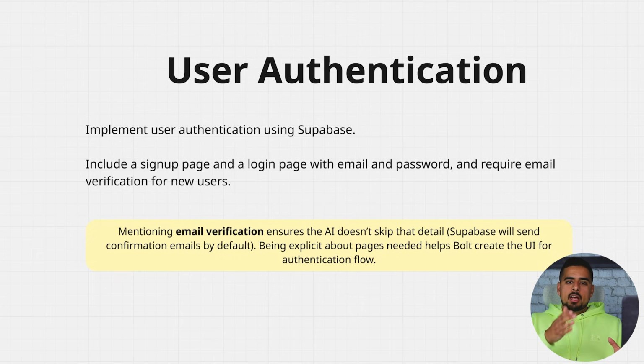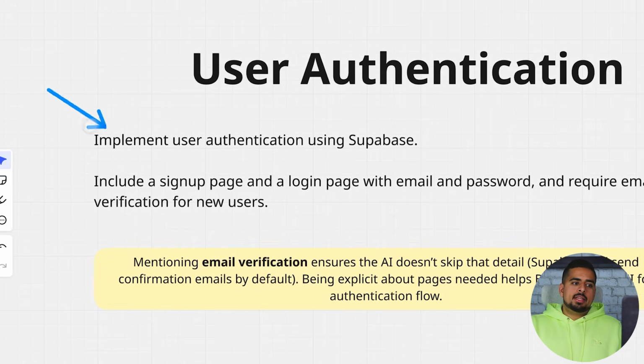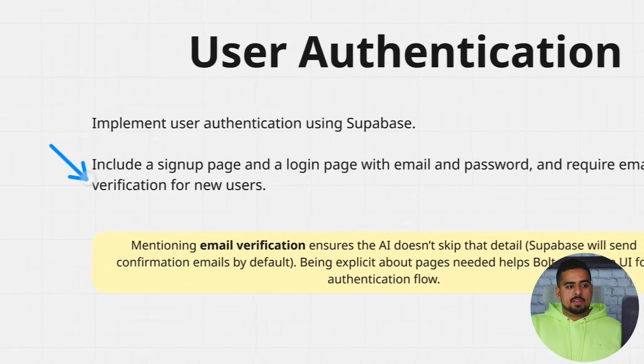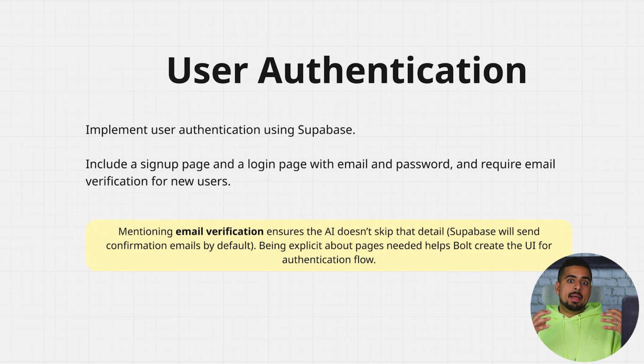And when it comes to breaking up all those mini prompts you have to accomplish all the different tasks, here are some examples of sample prompts. So for user authentication, you can ask for something like, implement a user authentication using Supabase, and what you would do is go and hook up Supabase to your project, and then you can say the following. Include a sign-up page and a login page with email and password, and require email verification for new users. And in this case, just mentioning email verification tells the app that it doesn't just have to create a login panel, it has to be able to create the infrastructure to listen in for email verification from Supabase's system.